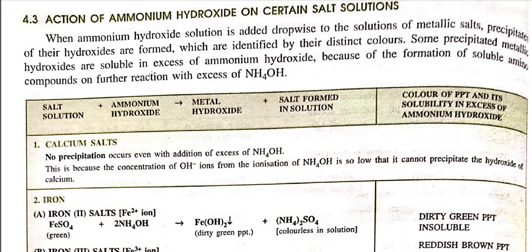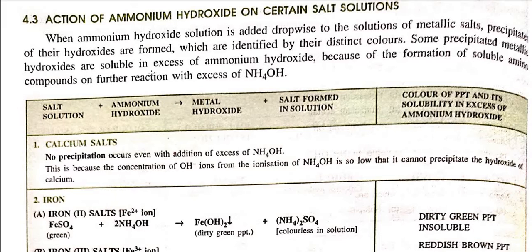Hello class, in our last session we started the chapter analytical chemistry and we came to know what is qualitative analysis, what is a precipitate, what is a precipitation reaction, and then we saw the action of caustic soda solution or sodium hydroxide on salt solutions. Now today we are going to see the action of ammonium hydroxide on certain salt solutions.